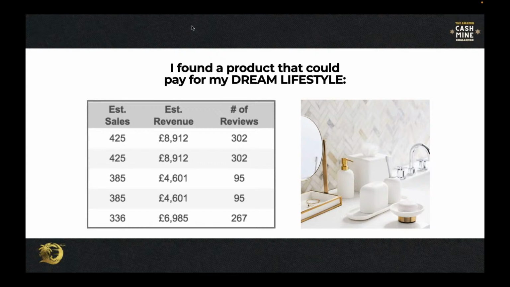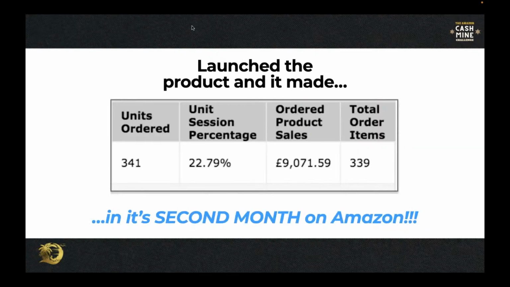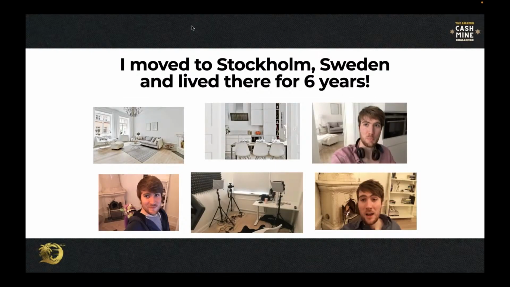There was a seller making £8,912 selling the product every month. I launched the product, long story short, in its second month it made £9,000 selling on Amazon. So it covered the amount I needed for my apartment and my lifestyle in Sweden, and I moved to Stockholm and lived there for 6 years.